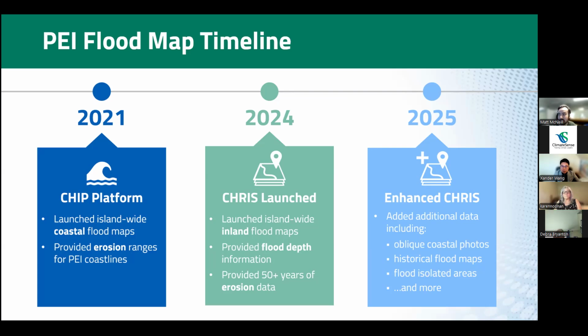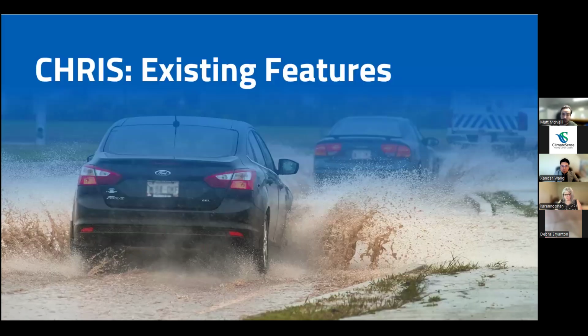And this included island-wide inland flood maps, as well as the coastal flood maps, as well as flood depth information. So not just how far inland we could see floodwaters, but how deep we might see them. And then also that erosion data. And then finally, the reason we're here today is the enhanced version of CRIS, which we added 9 main new features to, and we'll chat about that through the presentation. So I'll pass it over to Dr. Wong, who will chat through the existing features and then also the new features.